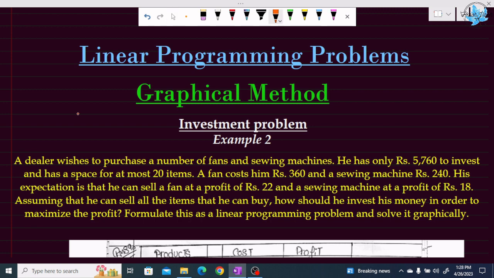Example 2 says: a dealer wishes to purchase a number of fans and sewing machines. He has only 5760 rupees to invest.